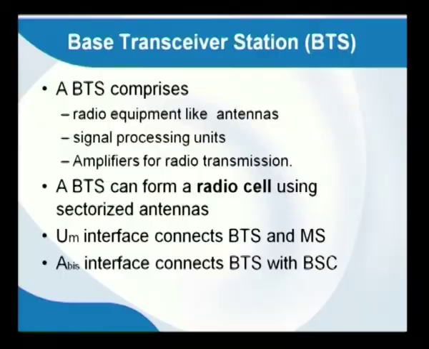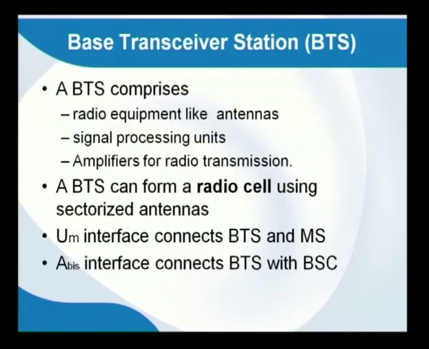The Um interface, as we already discussed, connects the mobile stations with the individual base transceiver stations, that is, with the actual towers. Now, the Abis interface connects the BTS with the BSC. Two interfaces are dealt with by the BTS. One is the Um interface that connects the mobile station with the BTS, and the next interface, the Abis interface, connects the BTS with the BSC, that is, the base station controller. The Um interface specifies how the mobile station is connected with the BTS. It clearly specifies the media access protocol.